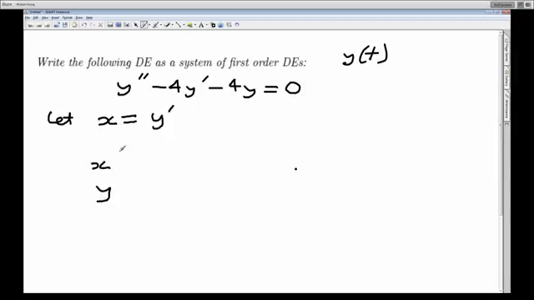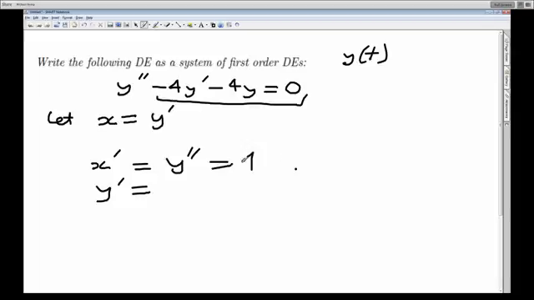We want to make them DEs, so we look at x dash and y dash. They're the two things we need to consider. So let's try to think what they are. So x dash, well, by definition, that would be y double dash. And you go, well, I can write that down using this top equation. That's the one I've got at the top here. So that's going to be equal to, rearranging the top, 4y dash plus 4y.